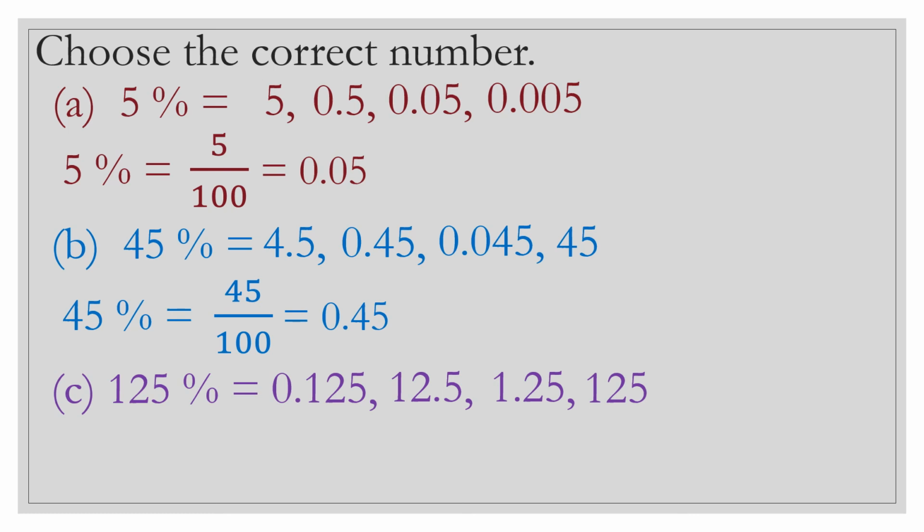Let us solve last question. Question number C. 125% is equal to 0.125, 12.5, 1.25, 125. First, write 125% into fraction form. That is 125 upon 100. Now write it in decimal form. That is 1.25. So the answer is 1.25.